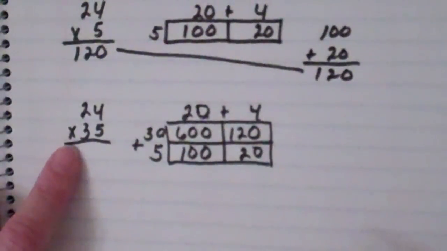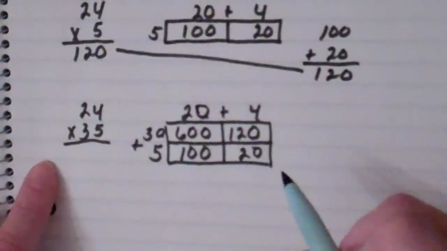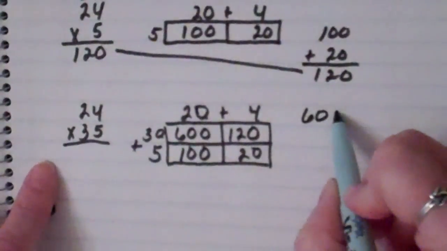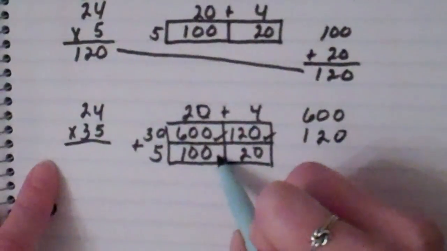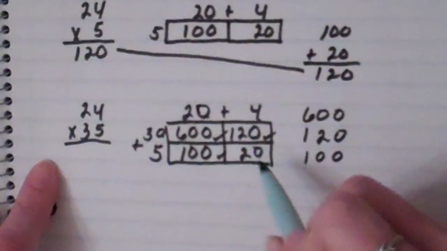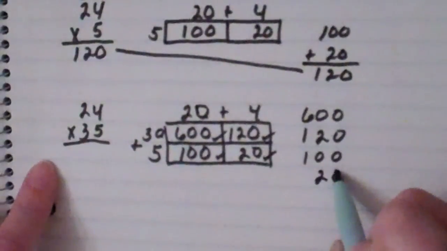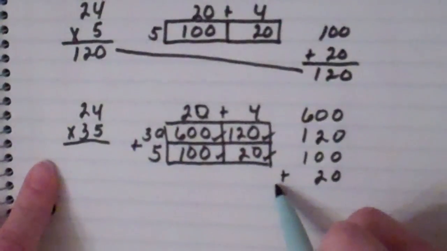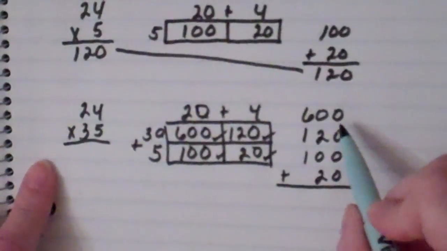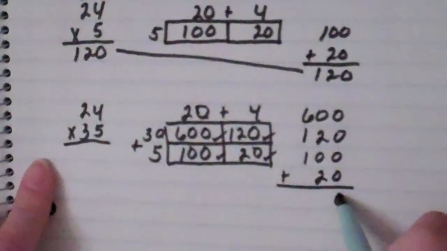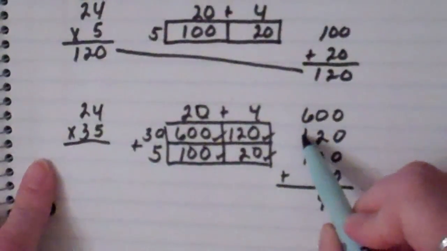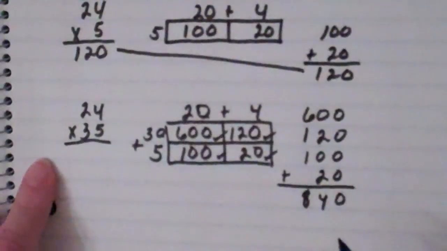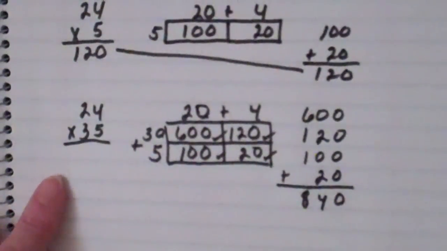Now these are all of the partial products, so I need to add them together to get a complete product. So I'll start with the greatest partial product, 600, then 120, then 100, and my last one is 20. You noticed I put a check mark next to each one so I wouldn't forget any of them, and add them in the ones place. Get zeros. Tens place, 2 and 2 is 4, and then 6, 7, 8 in the hundreds place. My complete product is 840.